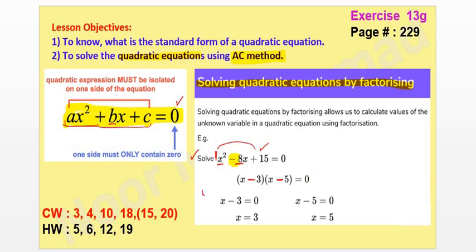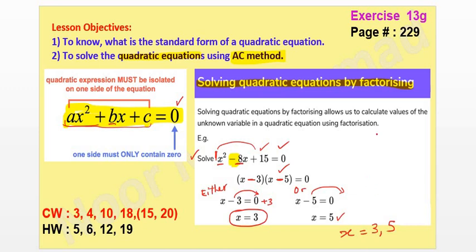So I will say either x minus 3 is 0 or the other factor x minus 5 is 0. So if I solve it, I will move this 3 to the other side. So it will become 0 plus 3. That will give me x equals 3. On the other side, for this factor, if I say x minus 5 is 0, then I will move this 5 to the other side. It is giving me x equals 5. So these are the two possible values of x that can make this equation true.